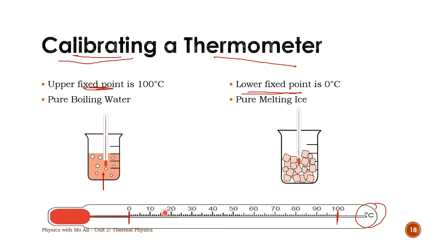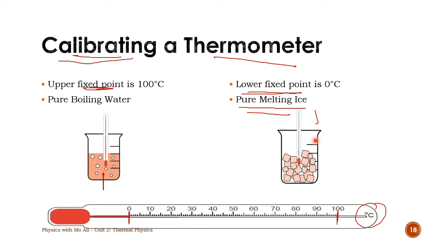So what we do first when we have this nice empty thermometer is that we take the thermometer and we place the bulb inside a beaker full of pure melting ice. That's what we first do. We put it inside a beaker full of pure melting ice. And when the temperature level drops, we just create a mark over here and we number that as 0.